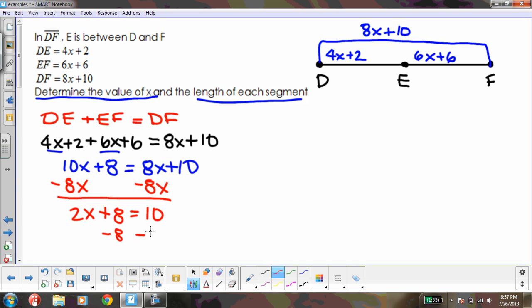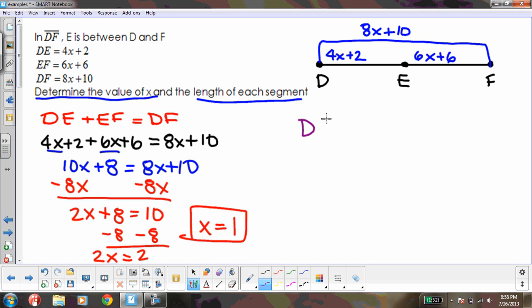Now I'll subtract 8. And I have 2x equals 2. I'll divide both sides by 2 to isolate the x. So I know that x equals 1. So I answered the first part of the question. Now I need to complete the rest.